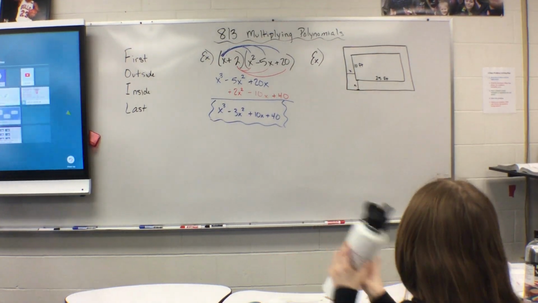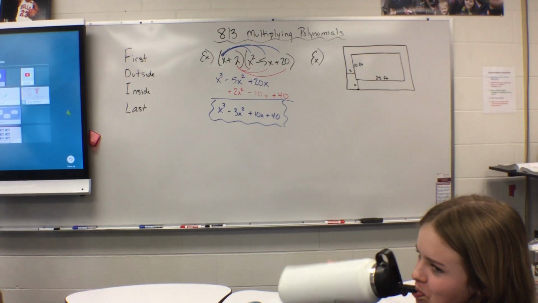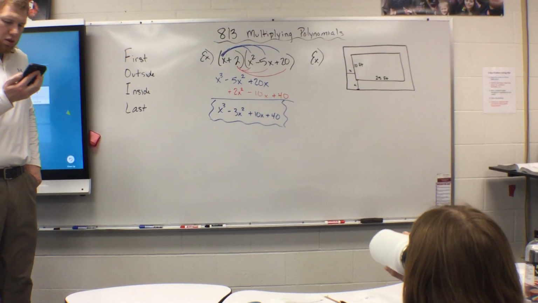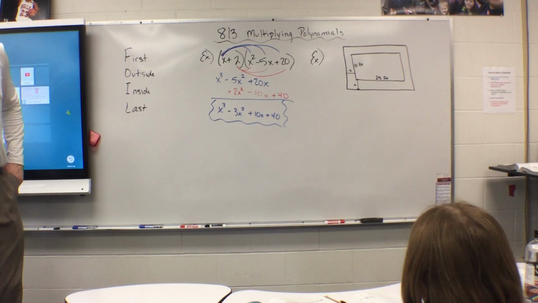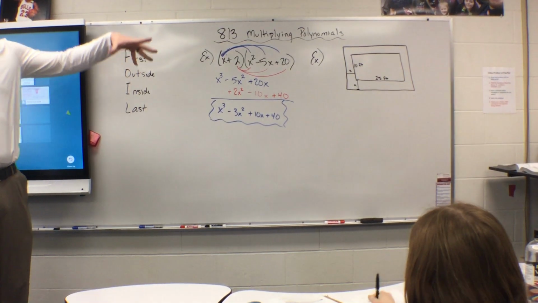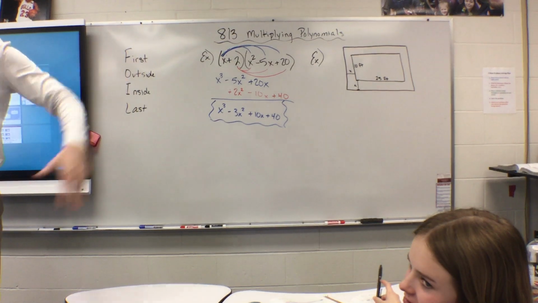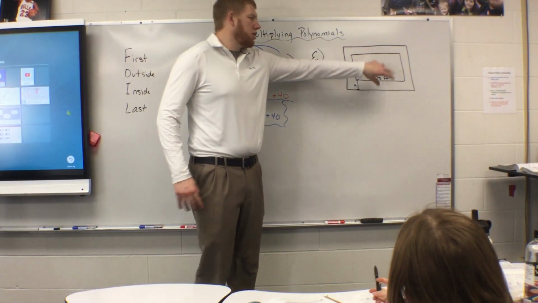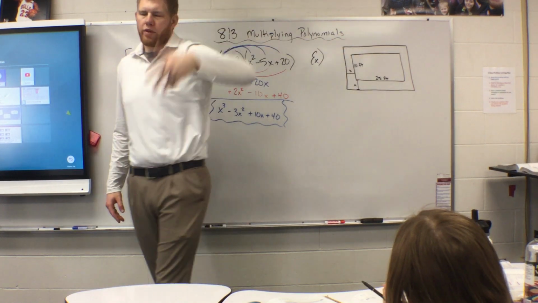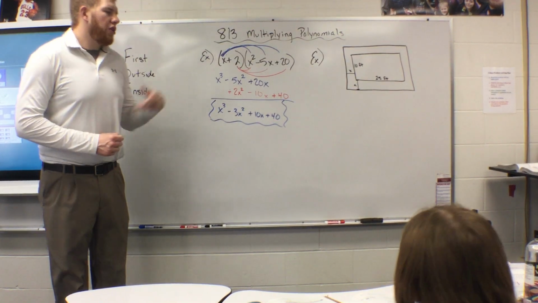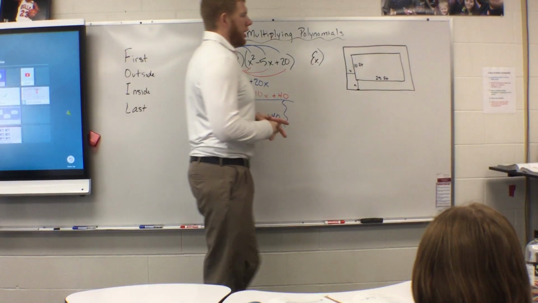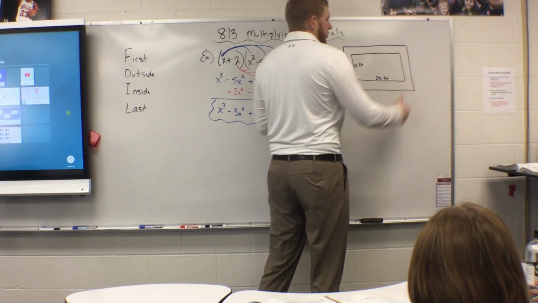Alright, so we're gonna write a polynomial here to represent a square walkway around this garden, so people can walk around the garden, check out the flowers, whatever. They want you to write a polynomial that represents the area of this entire rectangle.